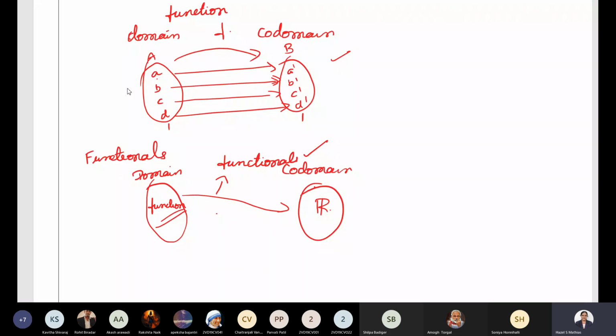I hope this concept of function and functional is clear. I hope you are able to differentiate between function and functional. In a function, you have elements in the domain, whereas in a functional the domain contains a set of functions. If each function in the set is assigned a unique real value, then we can term that a functional.